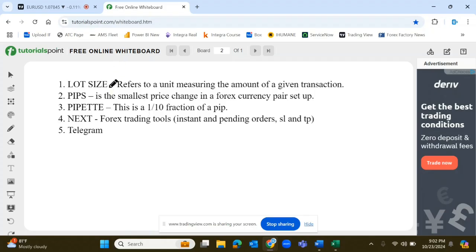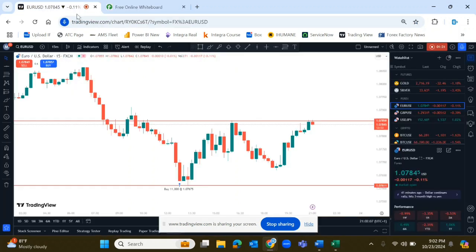So first, I want us to start by understanding what pips mean. Looking at this Forex market, as I've explained in the earlier episodes, these are charts and candlesticks. The combination of these candlesticks that you are seeing, the red and green lines, known as candlesticks, is what forms the chart. The collection of all of them is what forms the chart.